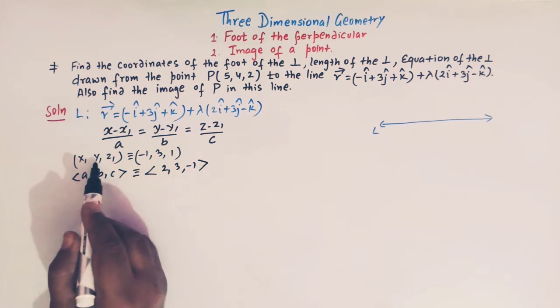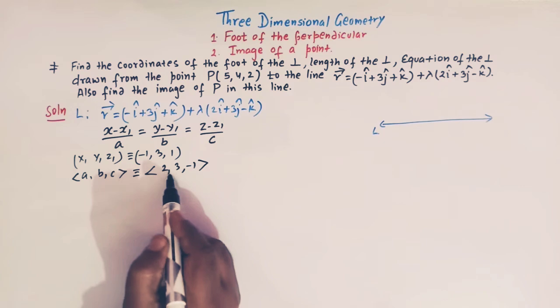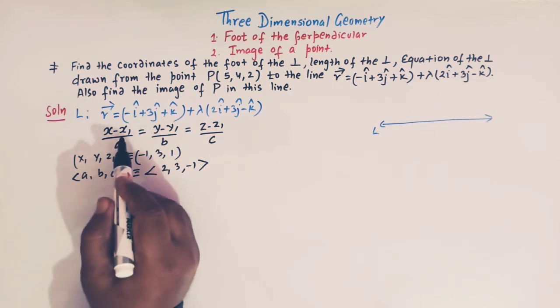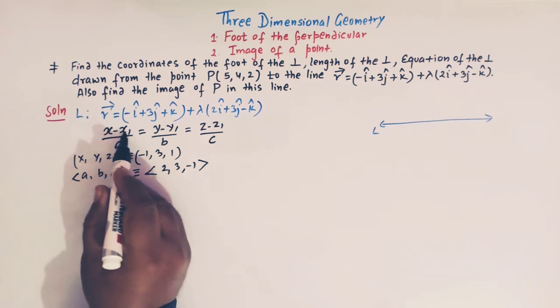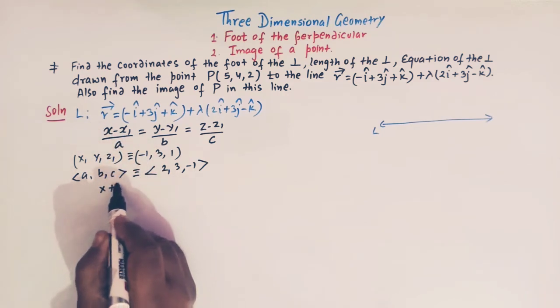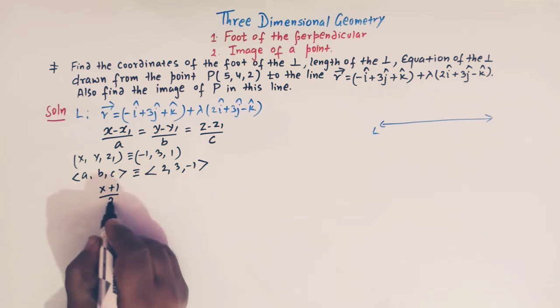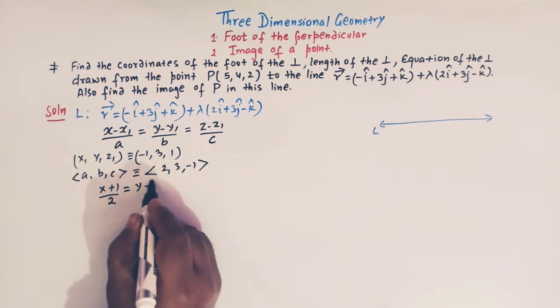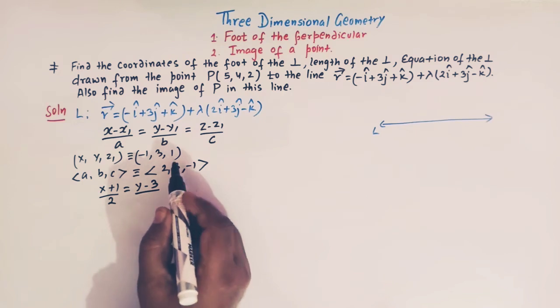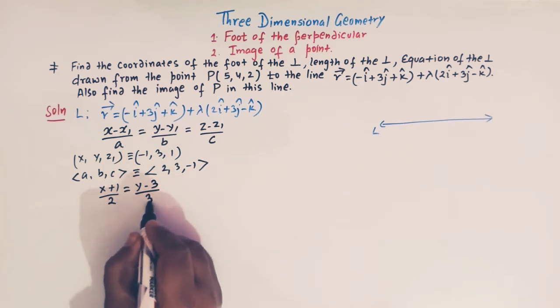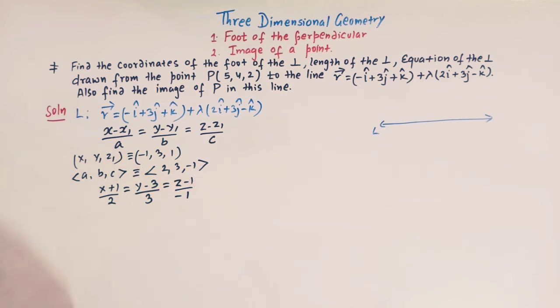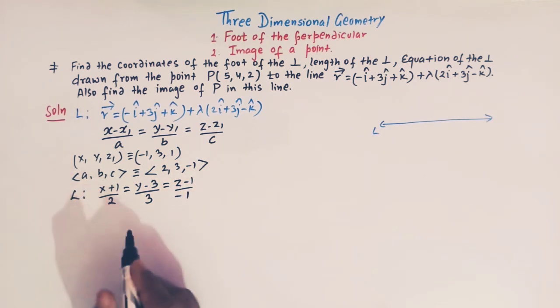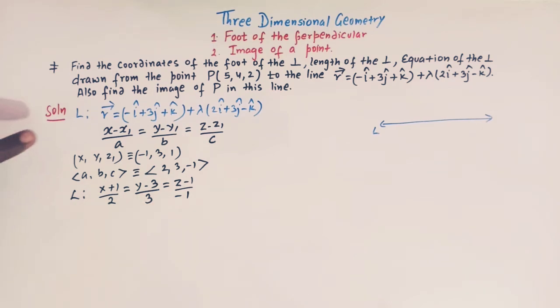So now if we put this information into the equation, the Cartesian equation of this line is given by x minus x1, so this is plus, so x plus 1 over 2, then y minus 3 over 3, and then z minus 1 over minus 1. So this is the Cartesian equation of this given line.